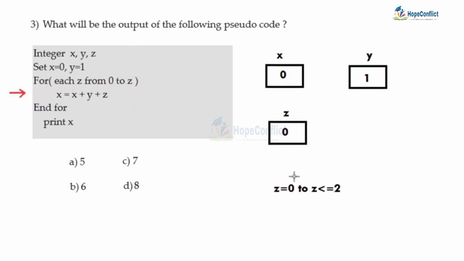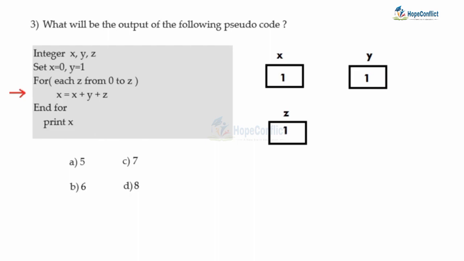And once we enter this loop, the next statement x equals x plus y plus z will be executed. So if we substitute the values of x, y and z in this expression, we will get 1, which means the value of x will now become 1. With this, the value of z will also become 1 in the next iteration.